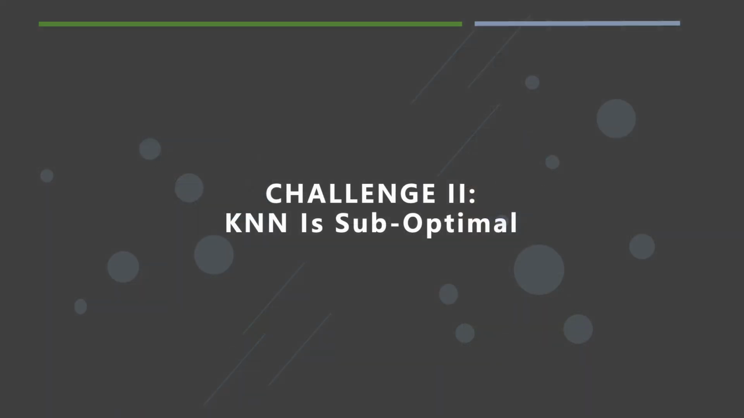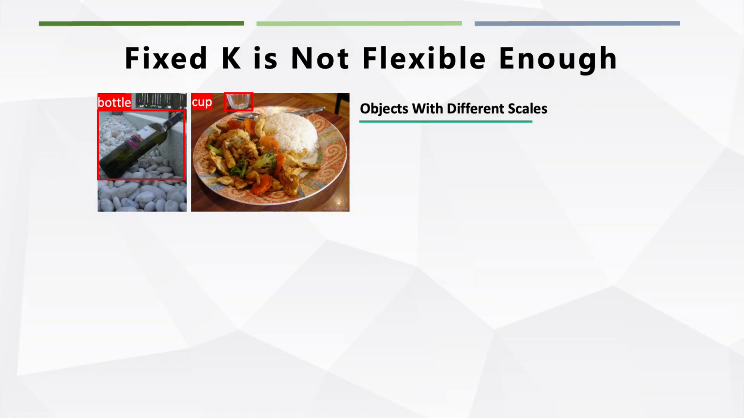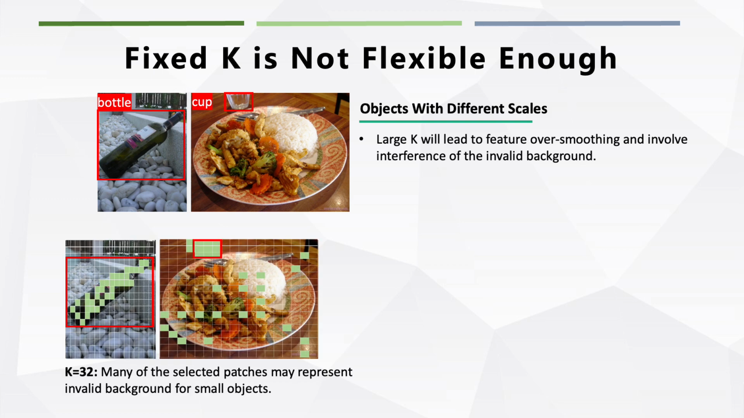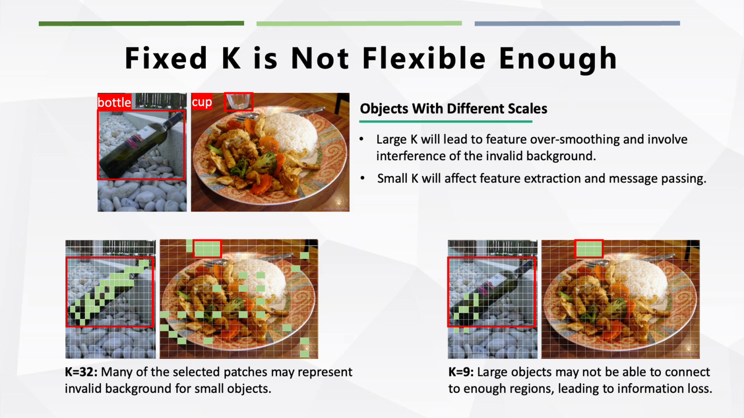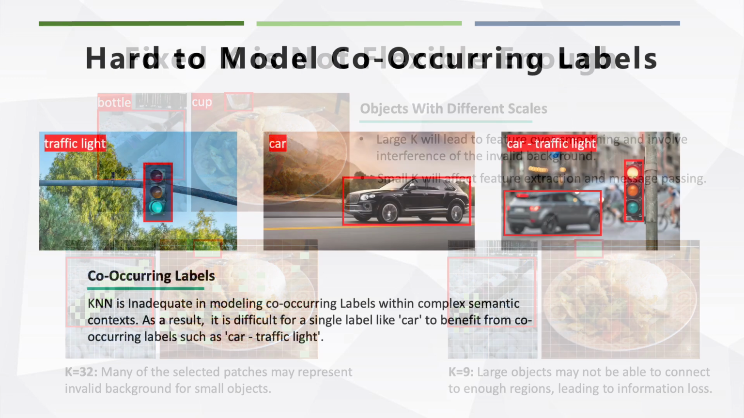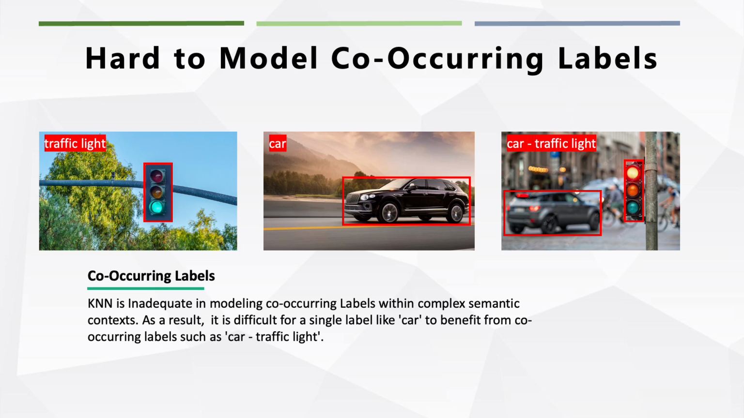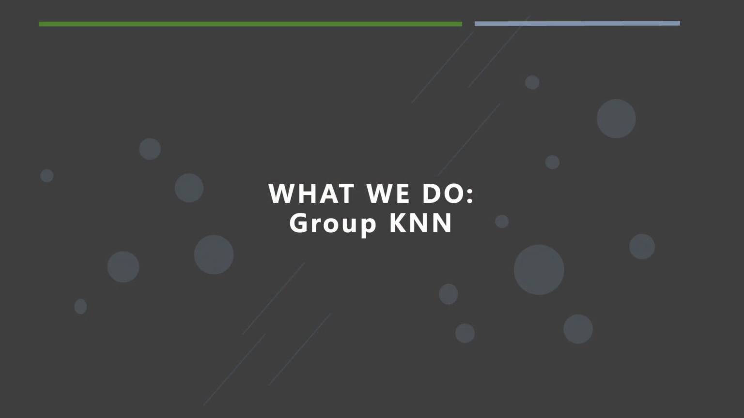KNN is commonly used to construct a graph, where each node interacts with k nearest neighbors. However, this may not be the optimal way to build the graph. The first issue is that a fixed value of k is not able to effectively handle objects with different scales. A large value of k is not favorable for small objects, while a small value of k is not favorable for large objects. Another issue is that KNN limits the ability to obtain co-occurring information from high-level labels for individual labels. To address the limitations of traditional KNN, we propose the group KNN for graph construction.